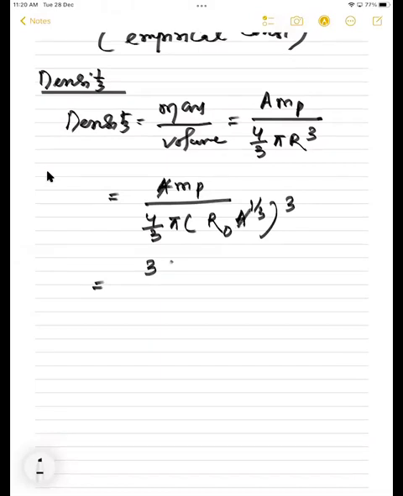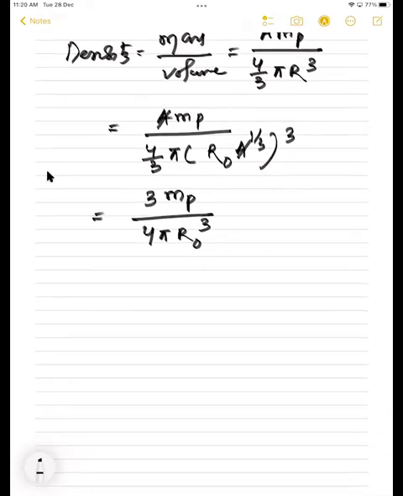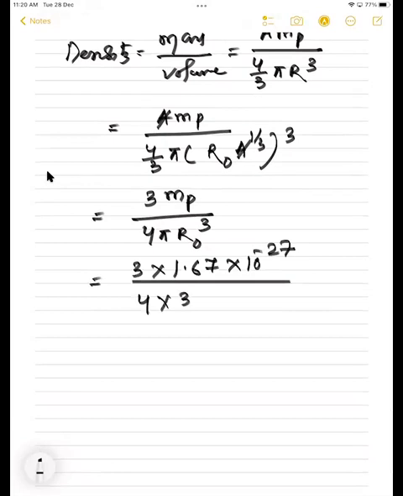Yes or no? So that is 3 times the mass of proton divided by 4 pi r naught cubed. So if I take, for example, 3 times the mass of proton, how much is that? 1.67 into 10 to the power minus 27. We just found this out. 4 is there, pi is 3.14, and the radius is 1.2 into 10 to the power minus 15, the empirical constant, raised to the power 3. Yes or no? Getting, students?